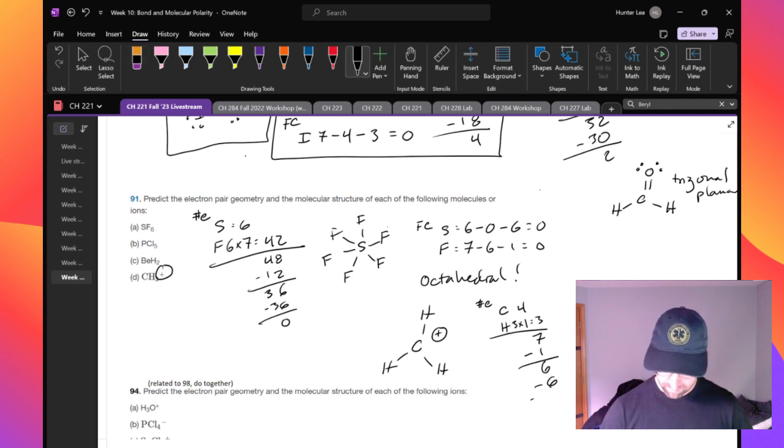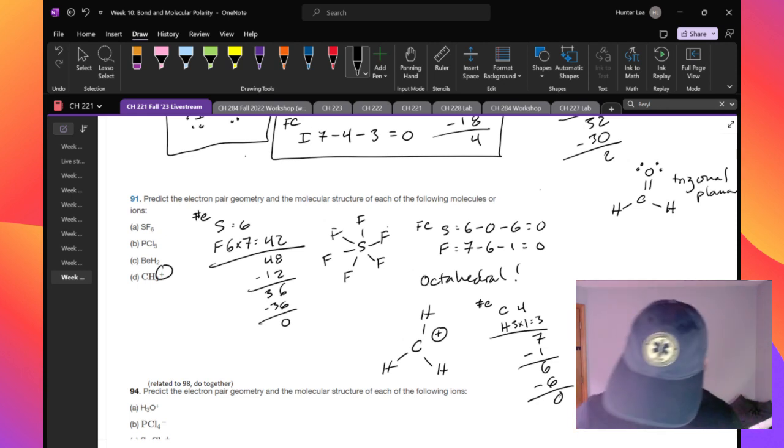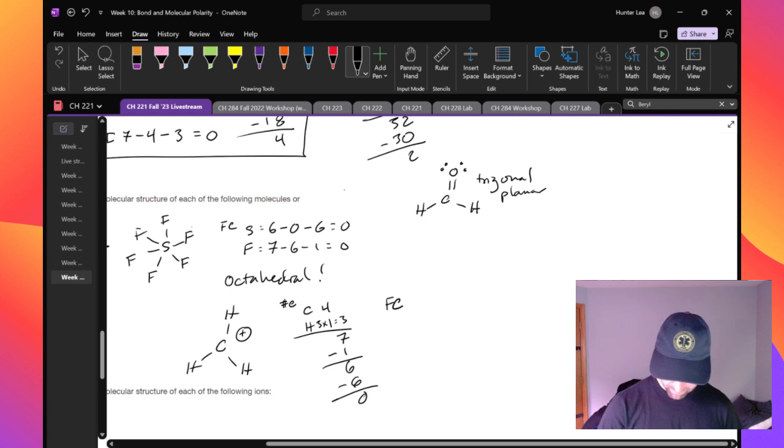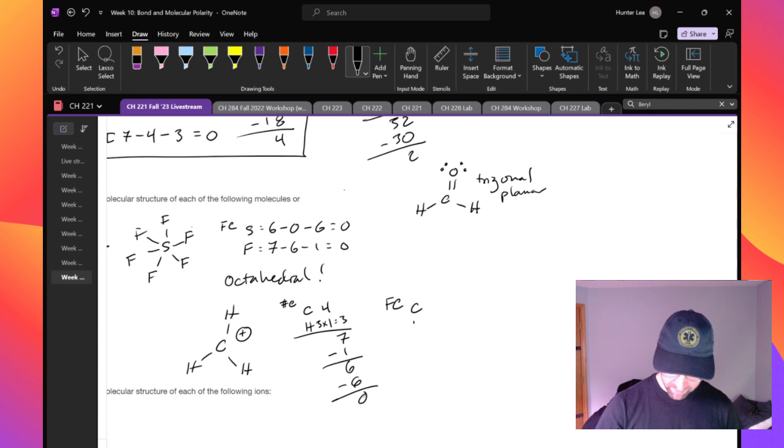Cool. Glad I did that accounting step because I would have made a mistake. Fantastic. Now let's do our formal charge calculation. Remember that we're looking for a positive 1 charge on that molecule, and we have it in this configuration.